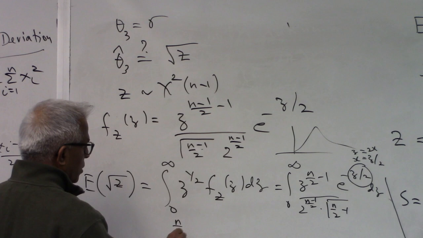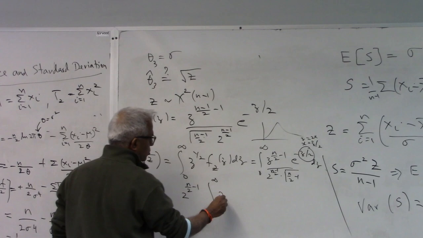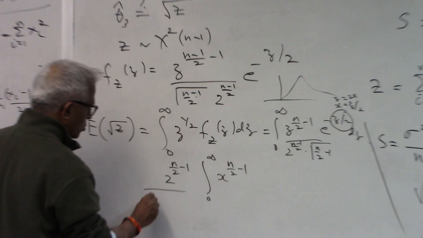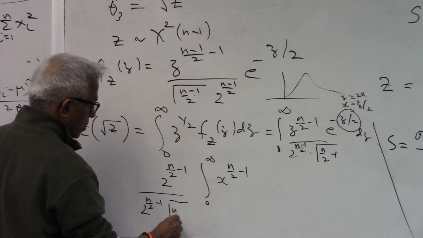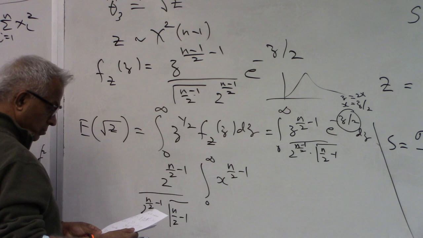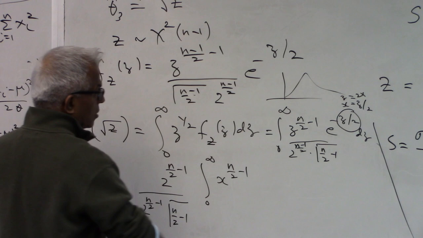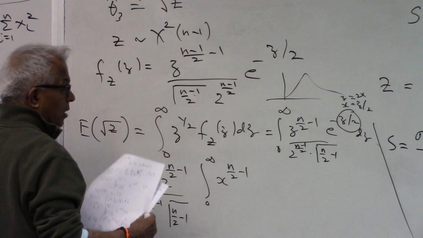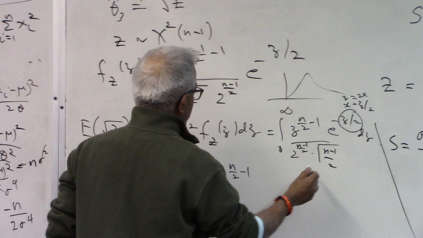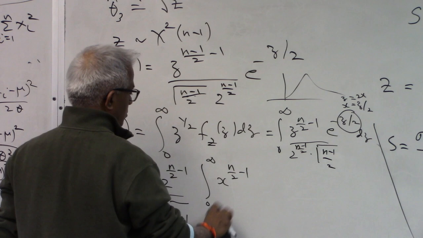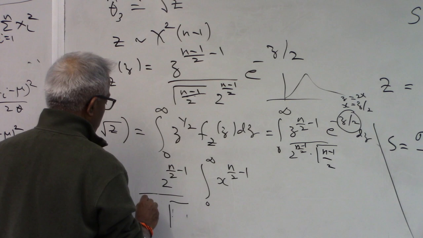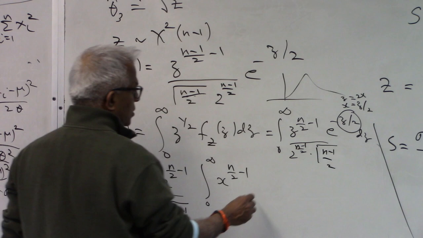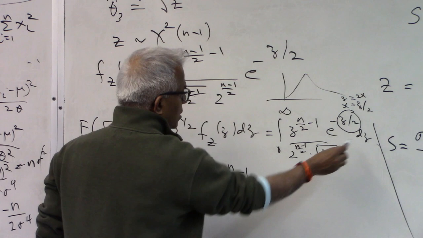So 2 to the power n minus 1 by 2 goes outside. Inside I have, limits are the same, x to the power n by 2 minus 1. I'm going to pull the constant outside. Constant is n minus 1 by 2. So just whatever is this, as I had here, this is n minus 1 by 2. This is just a gamma function, okay. So here you have e raised to minus x. But remember, look at here, dz is 2 dx, so there will be one more 2 here.